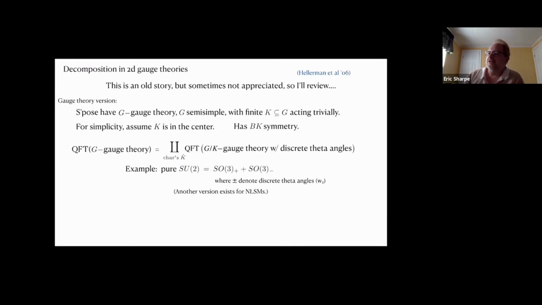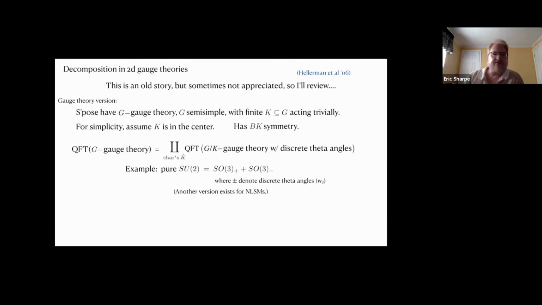So decomposition, let's do this in two-dimensional gauge theories. Suppose I have a G gauge theory. Let's suppose G is semi-simple with a finite subgroup K acting trivially. And for simplicity, let's assume K is in the center and that the resulting one-form center symmetry is not obstructed by some other mechanism, so that the theory has a BK symmetry.